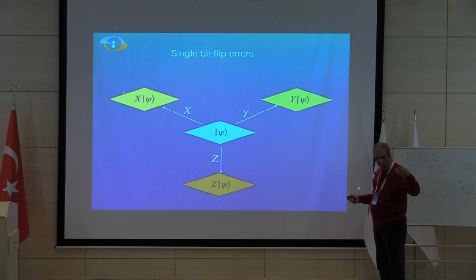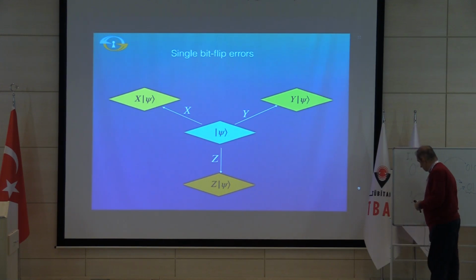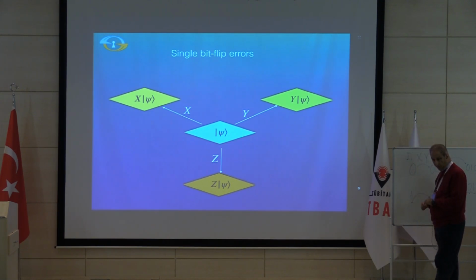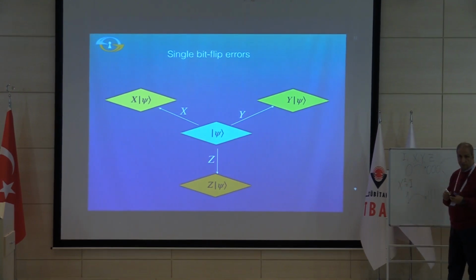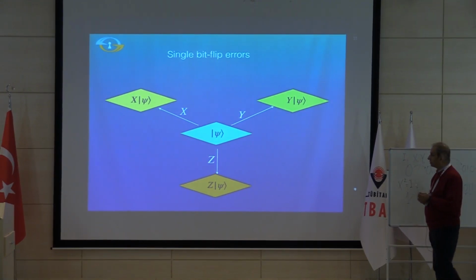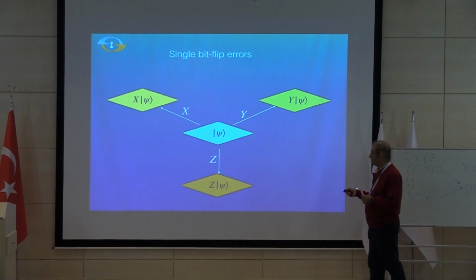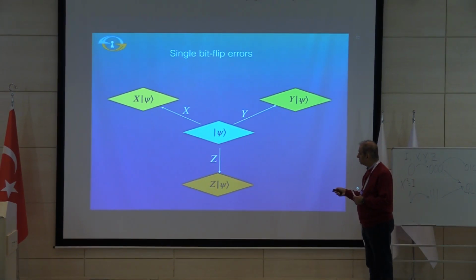I just act on the state by an X operator, because X squared is 1. Y squared is 1. Z squared is 1. So if I find that I'm in this space, I act on the state by an X operator and come back to the state. The same goes for here and here.